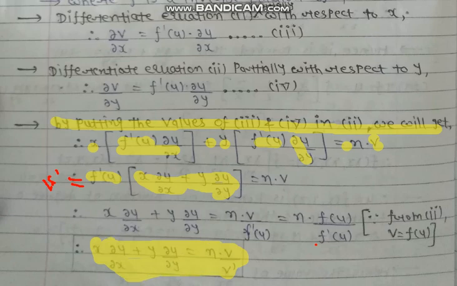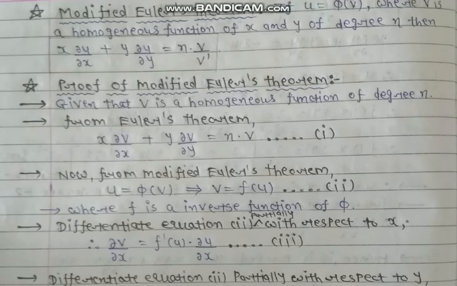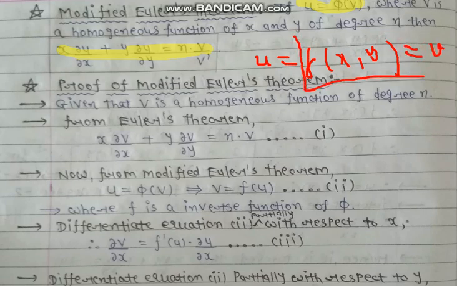Again let us repeat quickly so that you get the idea. So first of all I have Euler's theorem, modified Euler's theorem statement. U is function of v. So first of all I have this statement and I have to prove this statement. Then I have one function, that is u is equal to f of x comma y, and I will take another variable, that is v, and now I will focus only this statement. So according to that I have Euler's statement x del v by del x plus y del v by del y is equal to n into v.